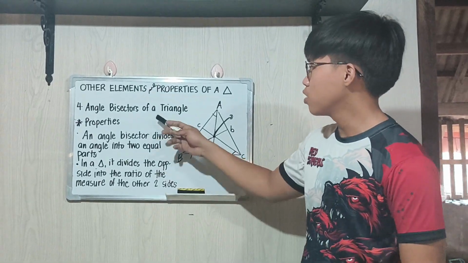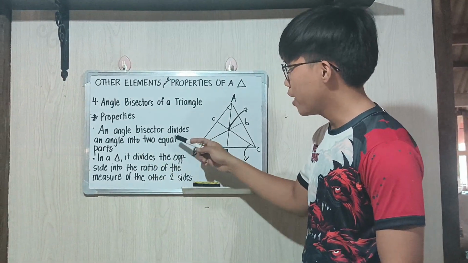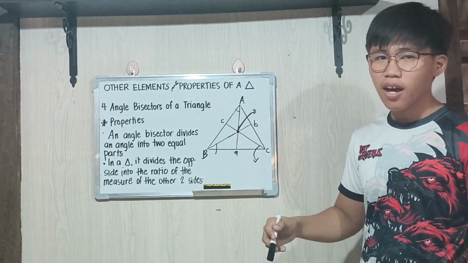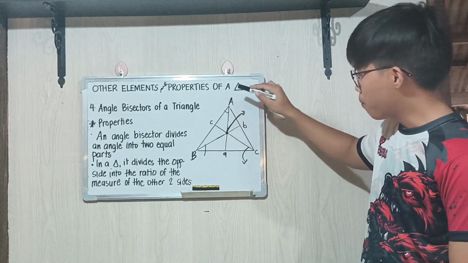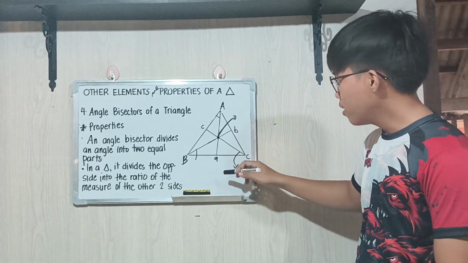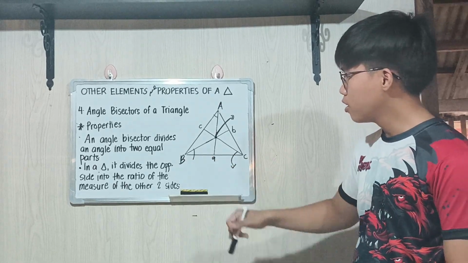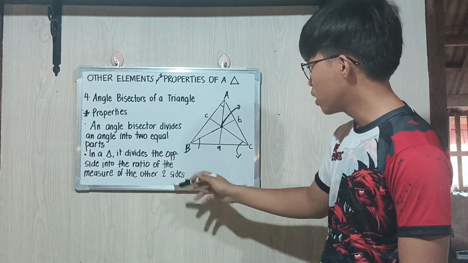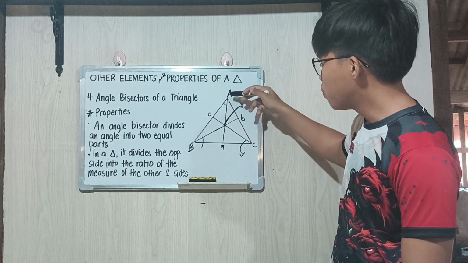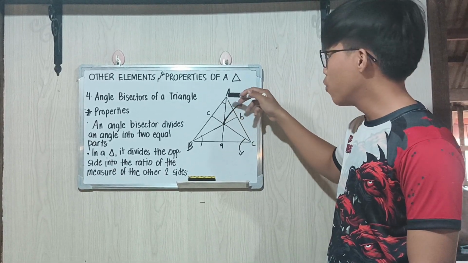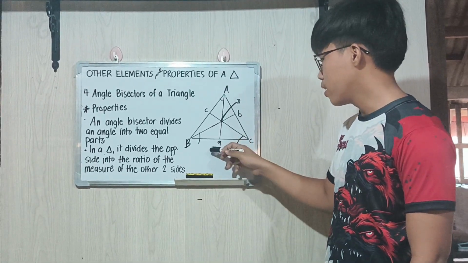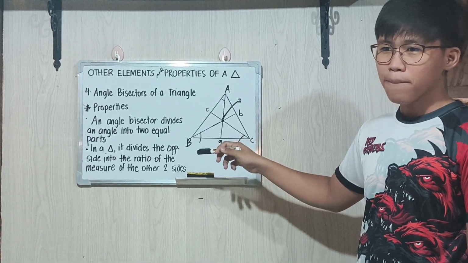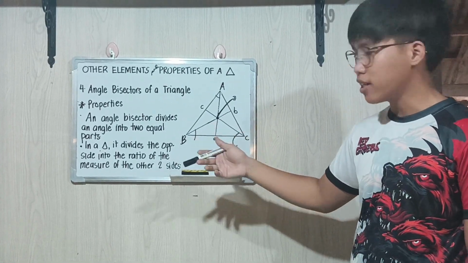The properties of the angle bisector of a triangle. First, an angle bisector divides an angle into two equal parts. So the angle at vertex A is divided by the bisector, this line from A. Then the same for vertex C and B. Next, in a triangle, it divides the opposite side into the ratio of the measures of the other two sides. So just like I said, the angle at vertex A is divided by the bisector, and it also divides the measure of the opposite side of the vertex.